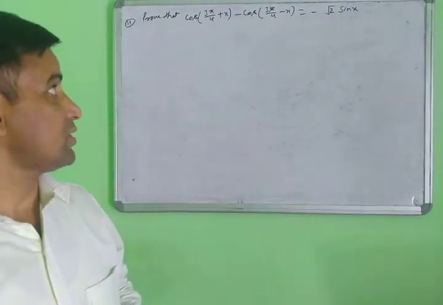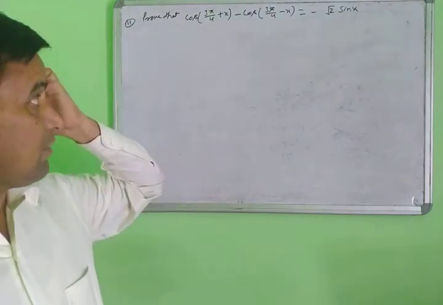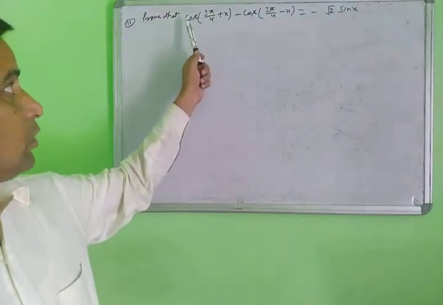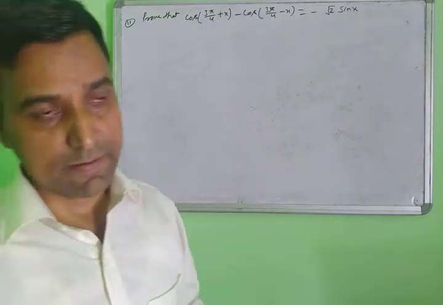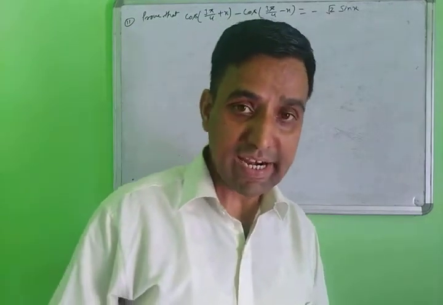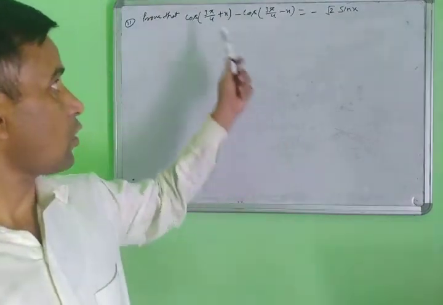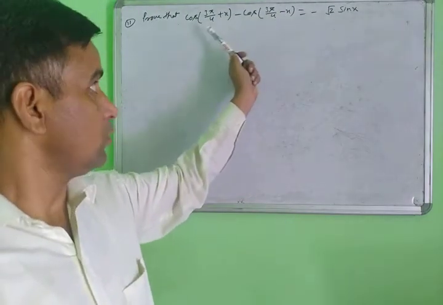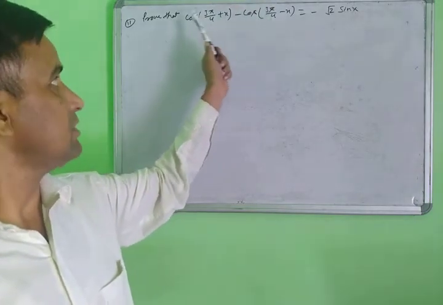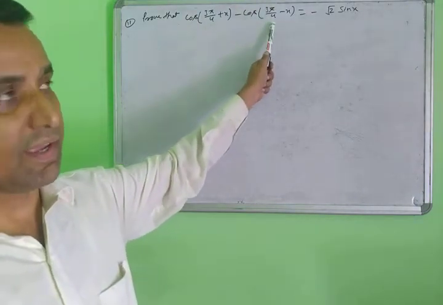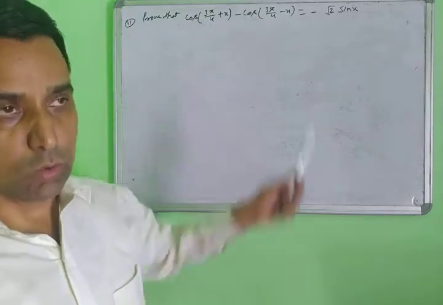Before solving this question, I will discuss some points with you. Don't expand this using cos a plus b or cos a minus b, because you have another identity of cos here: cos C minus cos D. You look, this theta and this theta are different. It means cos x minus cos y. You can use this identity also.